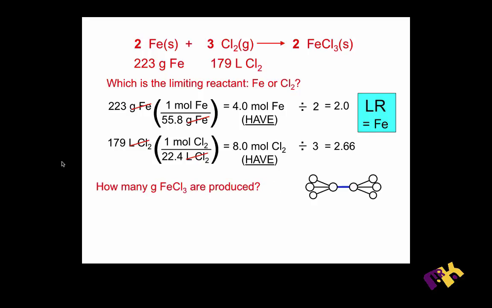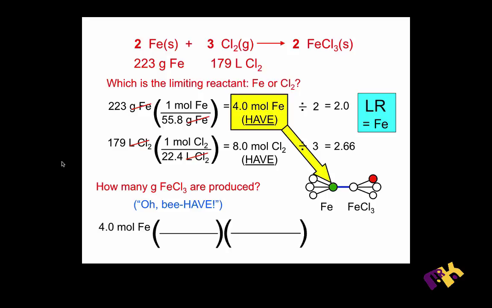Okay, so then how many grams of iron chloride are produced? We know that we have 4 moles of iron. So we can start with the mass, or we can go right to, since we already calculated this, why do that all over again? Right? We already know the number of moles of iron. So you're going to get the same answer. You will get the same answer.